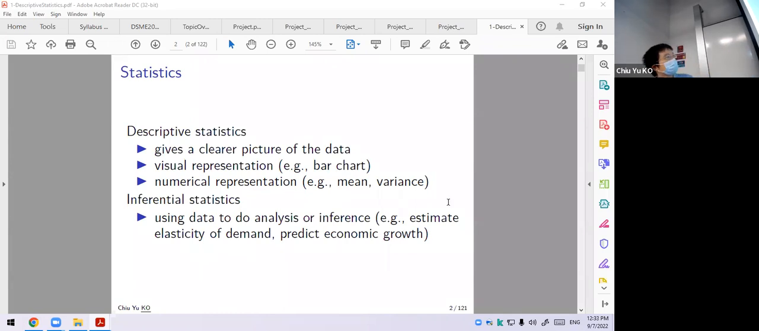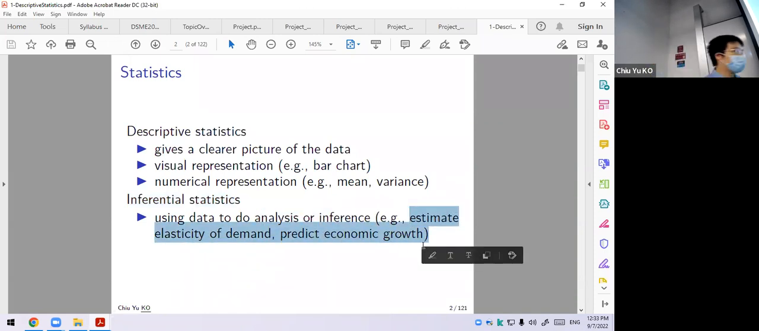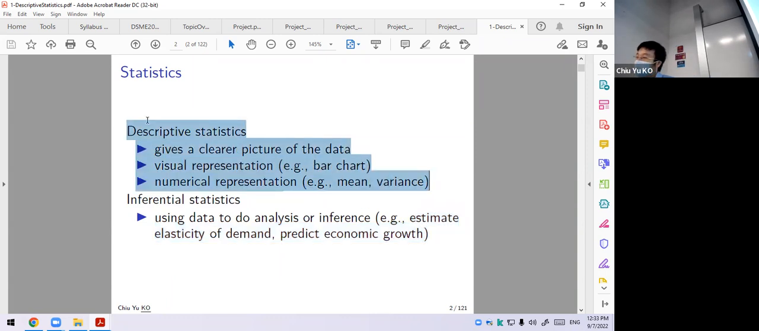That requires probability. And that's the most useful part, right? Because you get something new from there. You try to do some prediction, right? Importantly, estimating the elastic demand, predicting economic growth, looking at the movement of the stock price, right? Those kinds of things will be important, right? But first, we need to know what we care about, all right? What we call descriptive statistics.